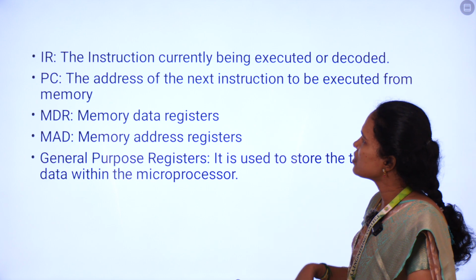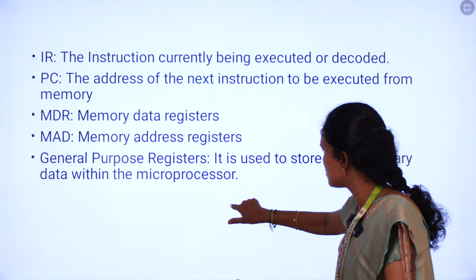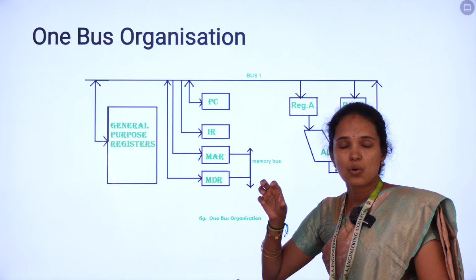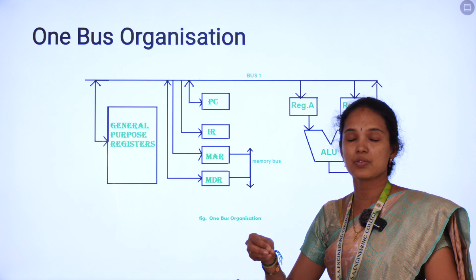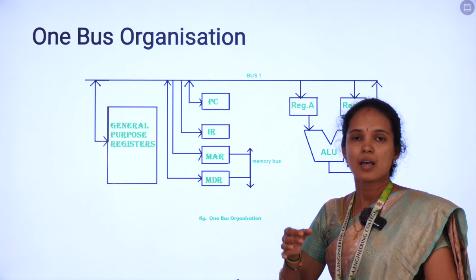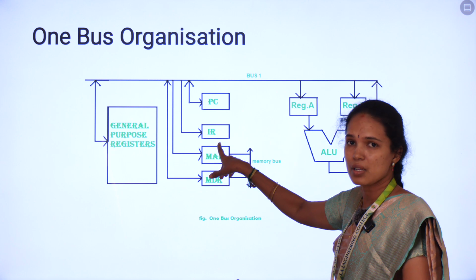So the first one is the instruction register. What is the purpose of this instruction register? The main purpose of the instruction register is to hold the instruction that is currently executing. The currently executing instruction will be stored in the instruction register.